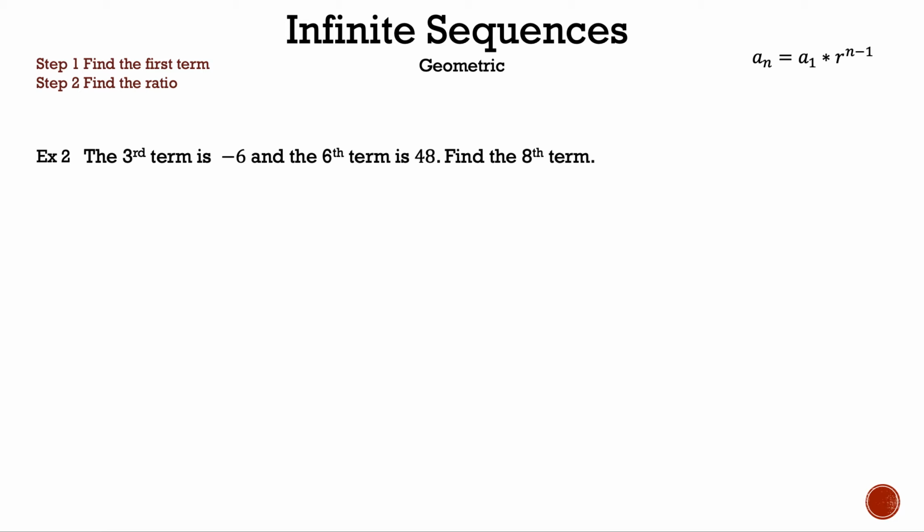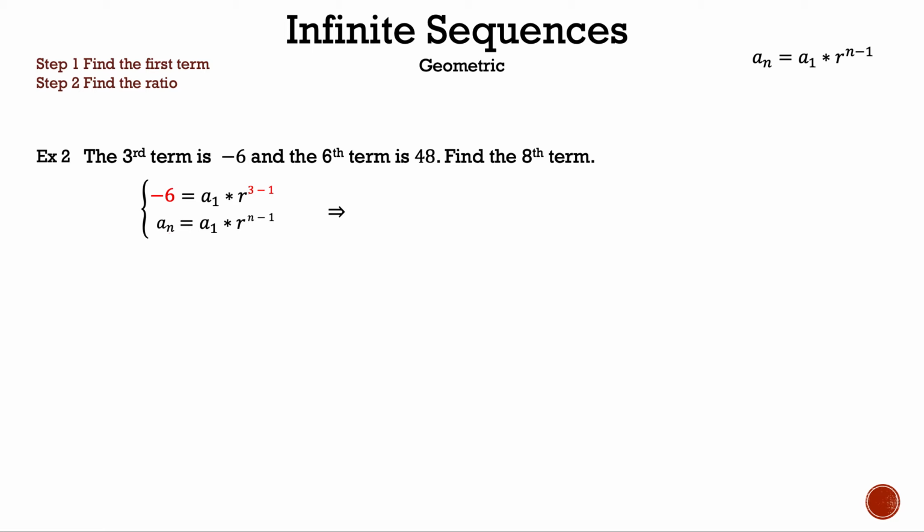Well, we have two terms, which means we have two equations. Let's set up a system of equations so we can solve for our first term and the ratio. Let's substitute what we know into these equations. Let's start with the third term, or a sub 3. We also know a sub 3 is negative 6, and for our first equation we have negative 6 is equal to a sub 1 times r raised to the power of 3 minus 1.